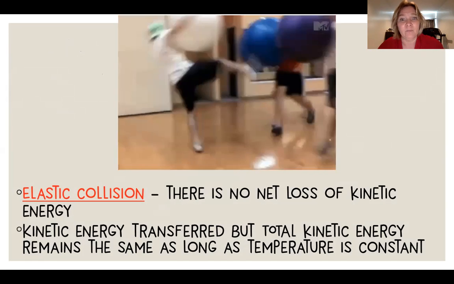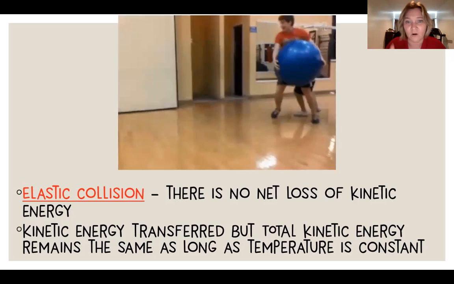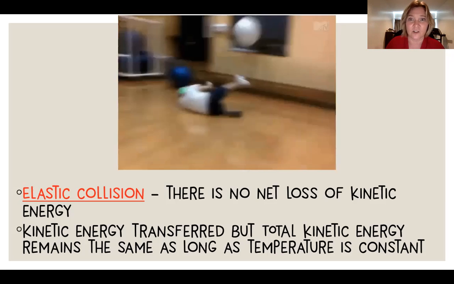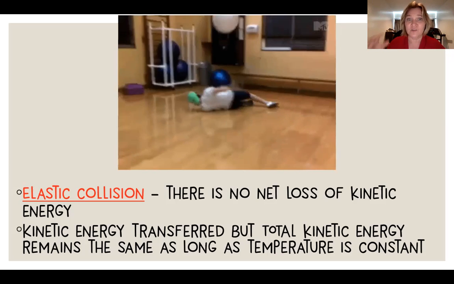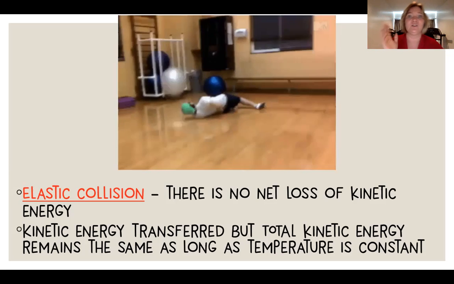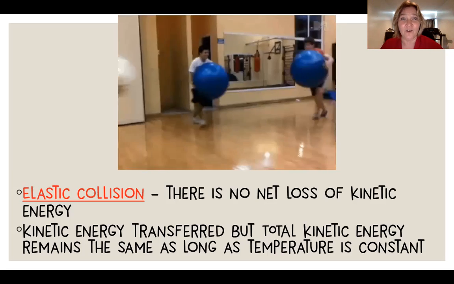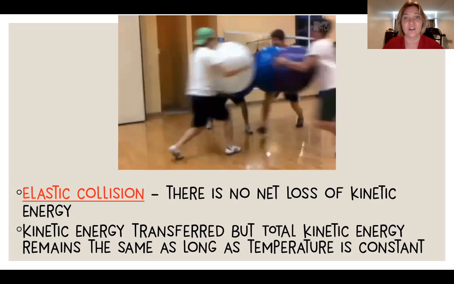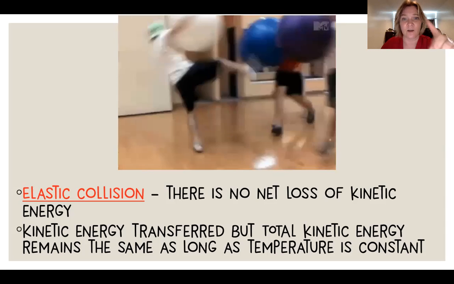So this video that you see explains an elastic collision, because you have 4 people that each have a yoga ball and they're all moving towards each other. So each of those 4 have kinetic energy. Now, when they hit, you see that for 3 of them the kinetic energy is almost lost, and all of that kinetic energy is transferred to the poor person on the floor. So that is a perfect example of an elastic collision. There's no net loss of kinetic energy, it's transferred. The energy of all 3 was transferred to that one.